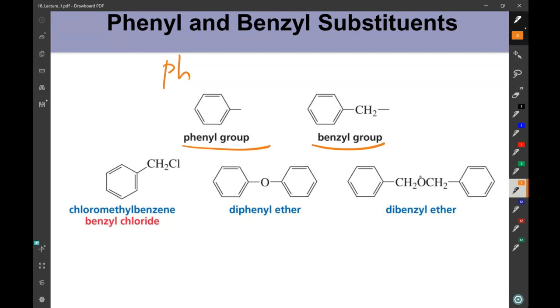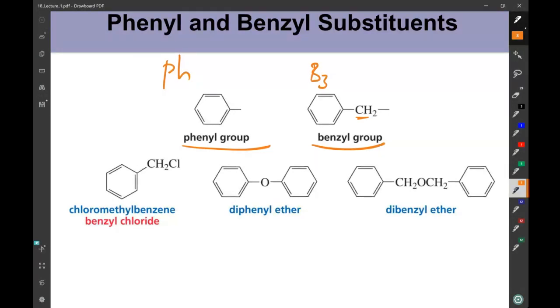So the difference between the benzyl and the phenyl is this extra CH2. And the benzyl group, people usually abbreviate it as Bz. You see it abbreviated as Bz. That's the benzyl group. Okay.